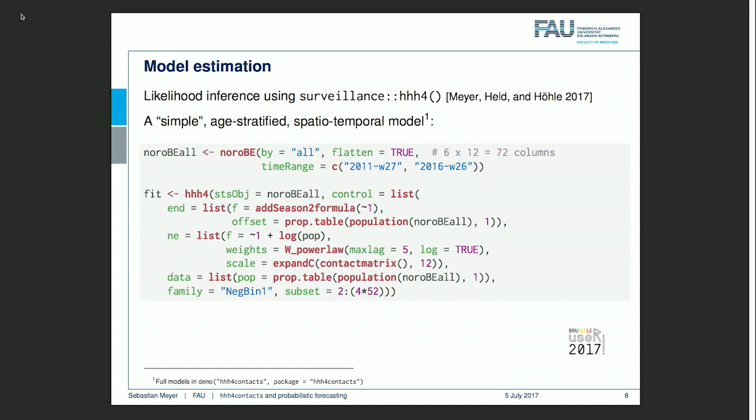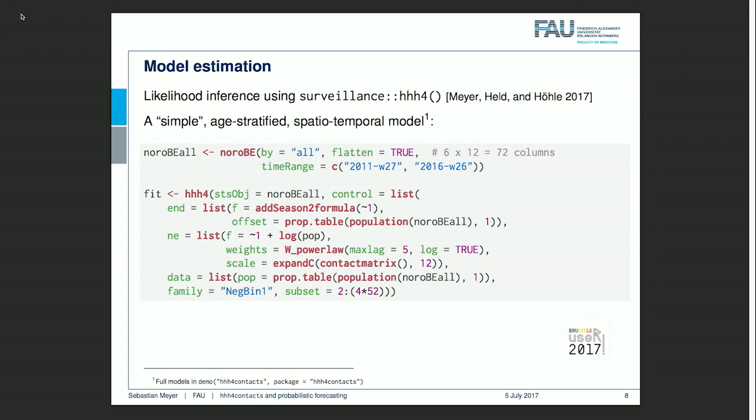So actually, the modeling is quite complex. So you really need some lines to specify the whole model. So first here's how you get the data. If you have this HHH4 context package, which contains the norovirus data, this data has as many rows as you have weeks, and it has as many columns as you have age groups times districts. So here's 72 columns.